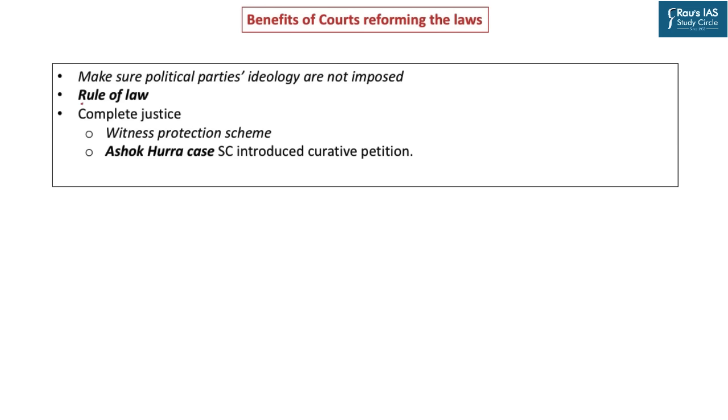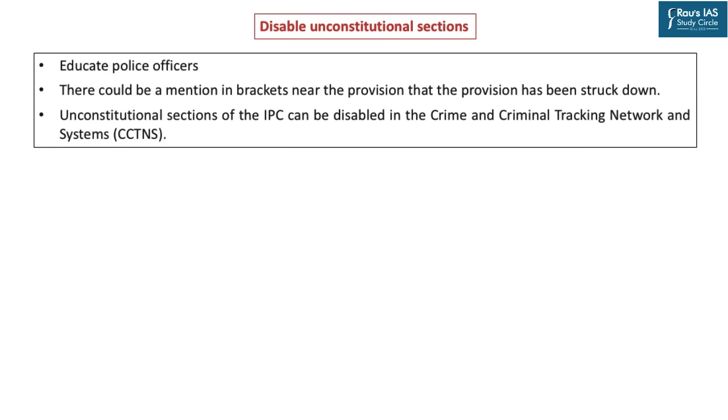The nation is governed by law. There is rule of law in a democracy. It ensures that there is complete justice. The Supreme Court introduced the provision of curative petition in the Ashok Hurra case. And Section 377, as we have talked about, was struck down through a curative petition. So if it is such an important thing, it must be taken up proactively by the judiciary. And when the judiciary does reform in legislation, there is absolutely no question of that not getting implemented by the executive. It will call for contempt of court and it will break down the principle of rule of law.